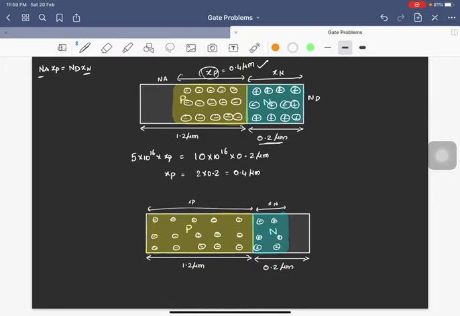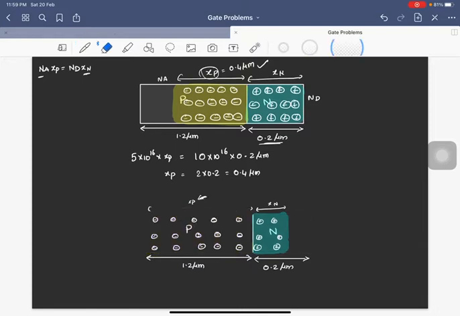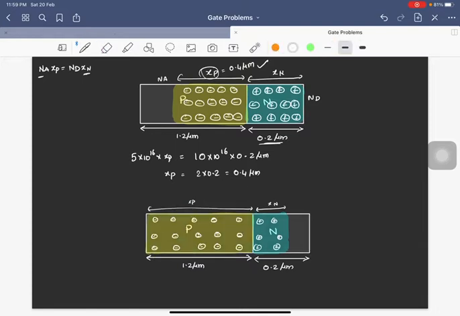But let me think the other way. What if the student thinks the other way? So suppose the student thinks that p region is completely depleted. So xp into Na equal to xn into Nd, right? So xp is 1.2 micrometer and Na is 5 into 10 power 16, and xn we need to find. Nd is 10 into 10 power 16. So that implies xn is equal to 1.2 by 2, that is 0.6 micrometer.